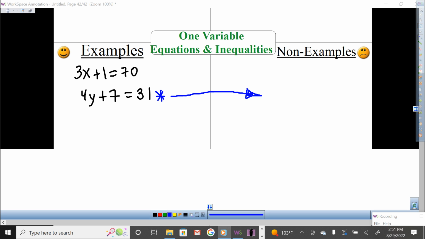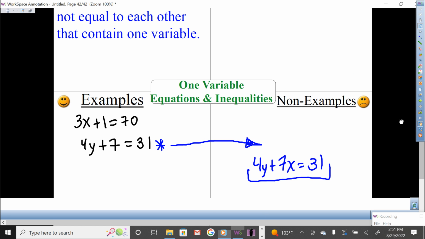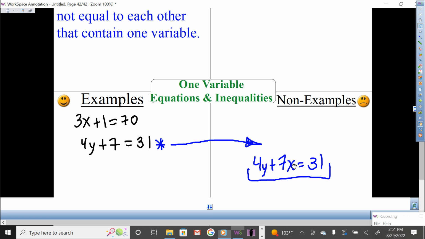Let's see, Ethan, give us an example. I mean, a non-example. Plus 7x equals 31. Hands if you agree with that? Yeah, that's a non-example. Now, bonus question. What is the name of this one? Tell your neighbor, please. And by now, everybody should know, right? This is a what? Two variable equations. Yeah, that is correct.